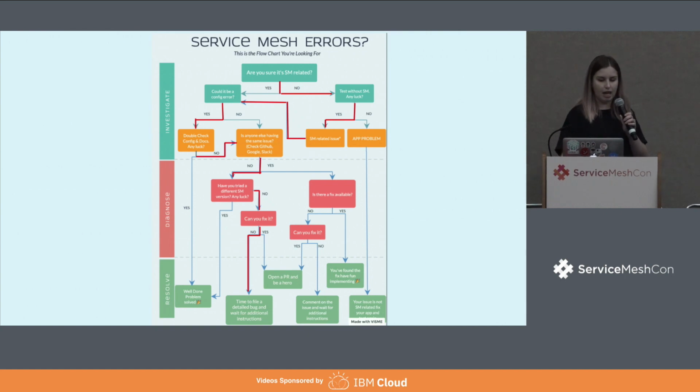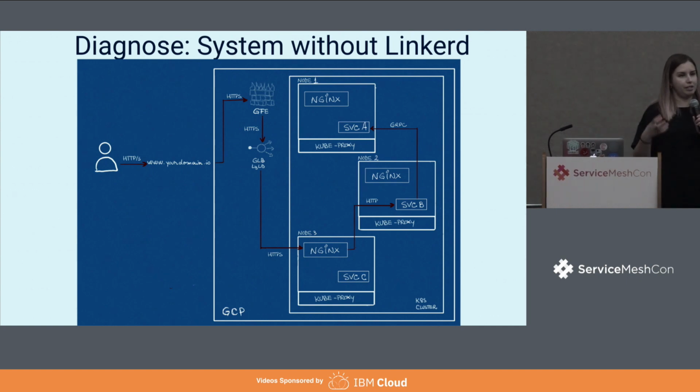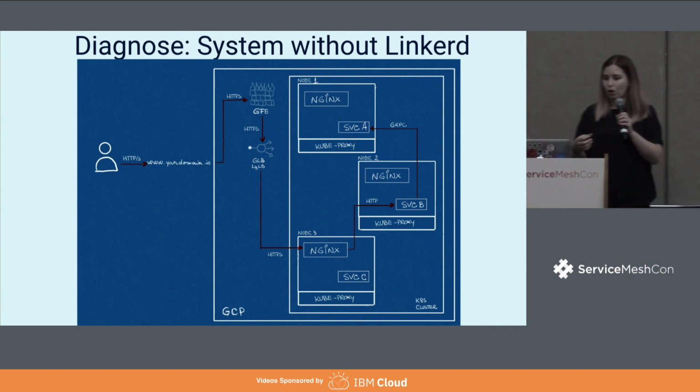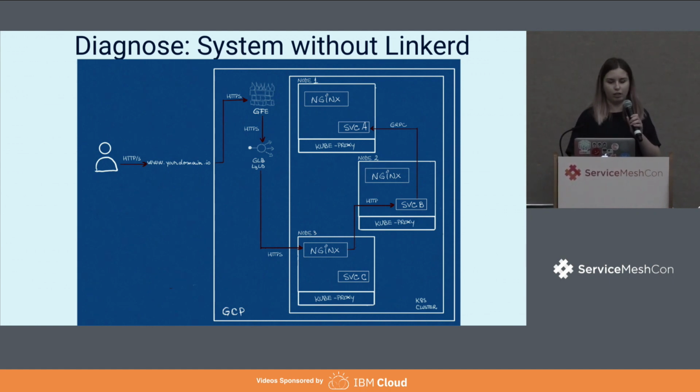And I've also mentioned that it's important to have knowledge of your system and how it works. So I've created this diagram. It's very simplified. But if I was to add all of our services, nobody would understand it, not even myself. So this is a system in GCP running on Kubernetes only, using nginx as an ingress controller.